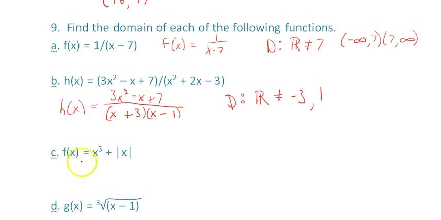Okay, let's move to C. Well, x cubed, hopefully you know that any number that you plug in, you can cube it and get something out, so you're good. Absolute value of x, any number that you plug in, you're going to get something out because it just turns it positive. Even if I plug in a negative number, so if I plugged in -3, I would get a +3. So there's really no problems like there are here because, you know, fractions can't have 0 on the bottom, but these work. There's no issues. And so the domain of this is all real numbers.